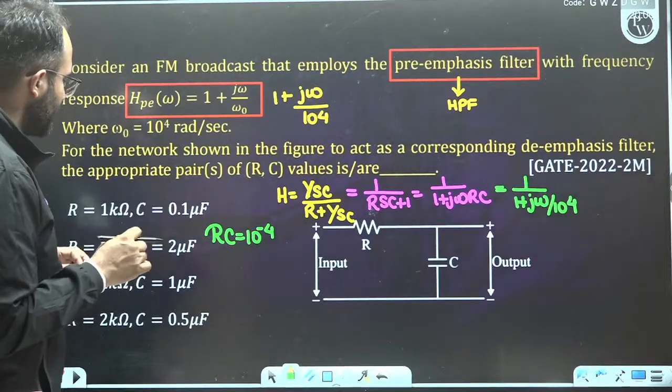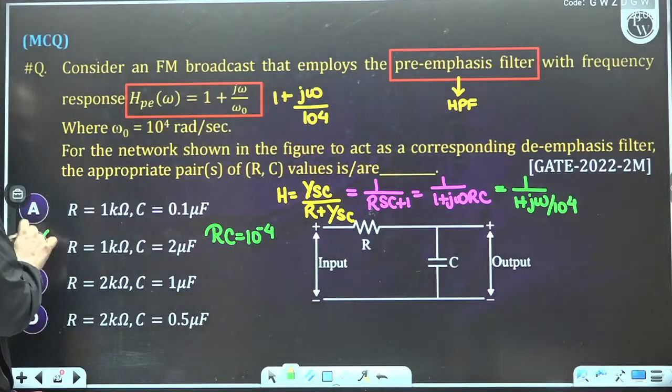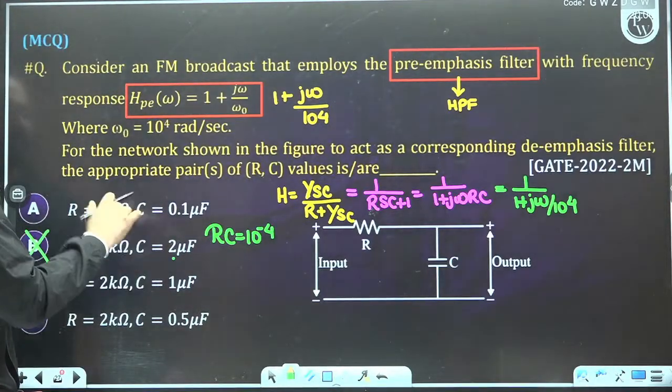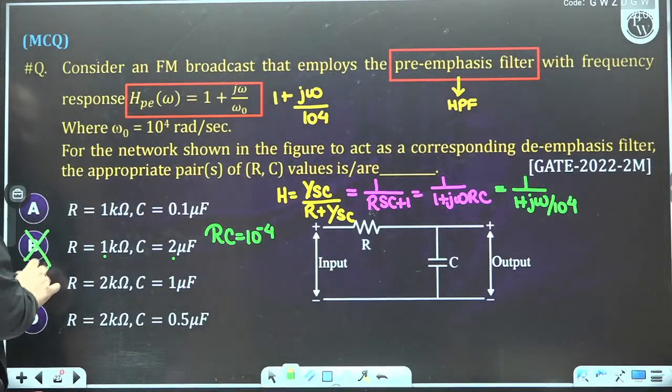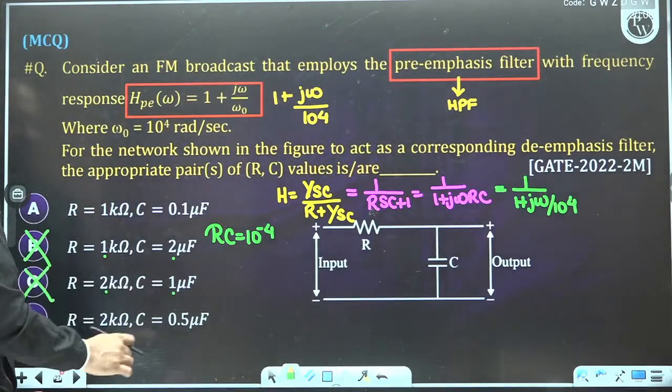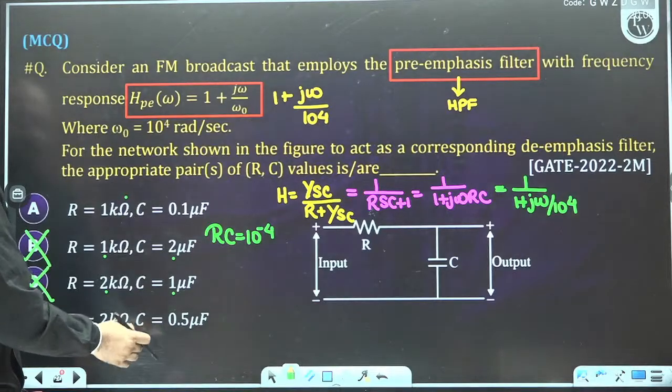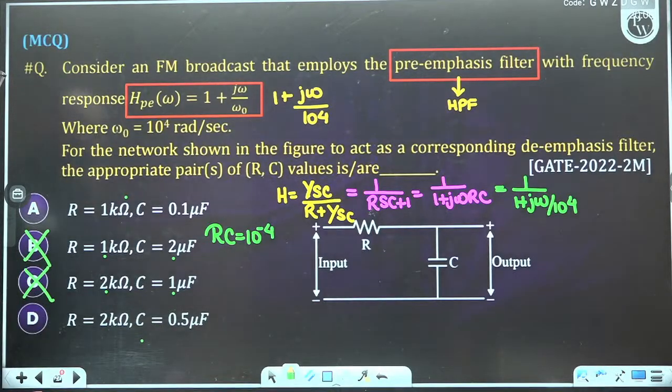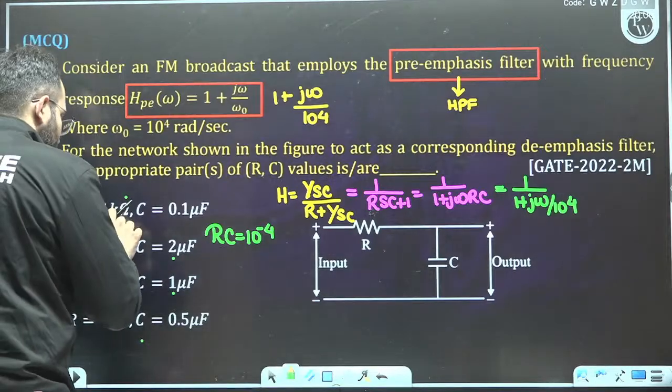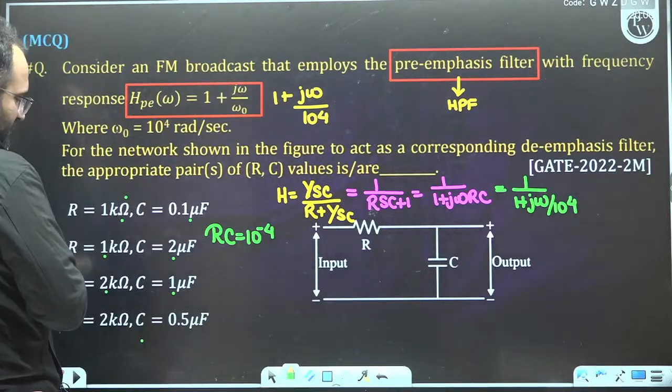So which option will give us the answer? Obviously this will not give us, because this is 1 and 2, so multiplying will have a 2 term. This will not be the answer. Option A or option D can be the options. So let's see. We can see that this is 1 kilo ohm and 0.1 micro. Obviously this can be the answer.